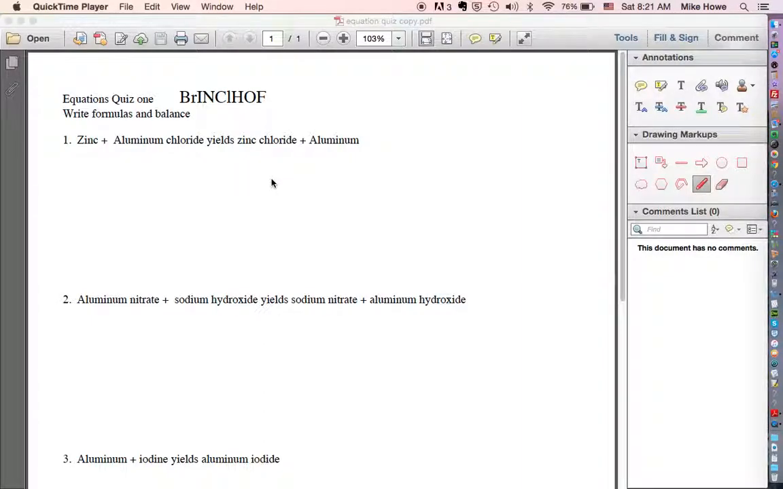This is a quick overview of how to balance chemical equations. I'm going to allow you to refer to your own periodic table so that I don't have to keep going back and forth to that, but here we go.